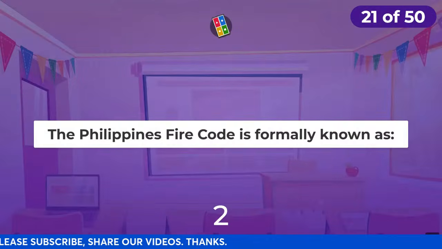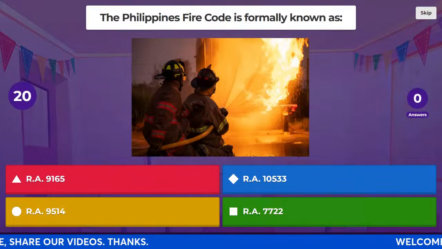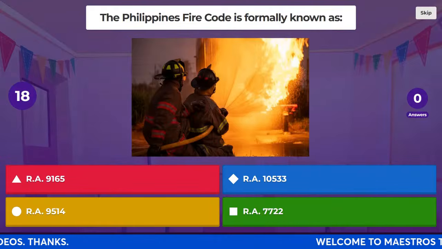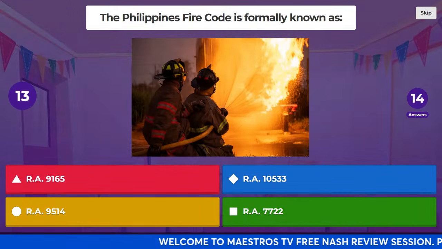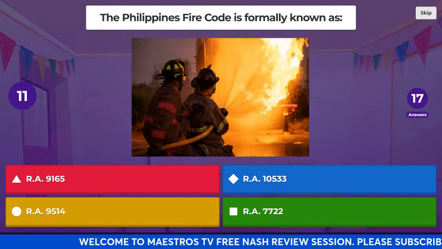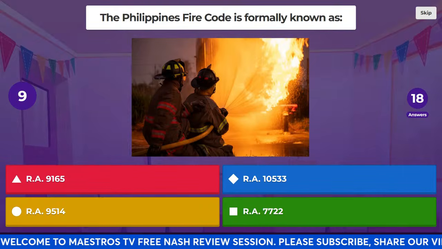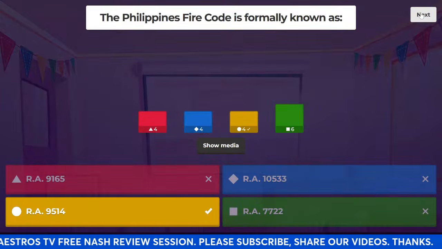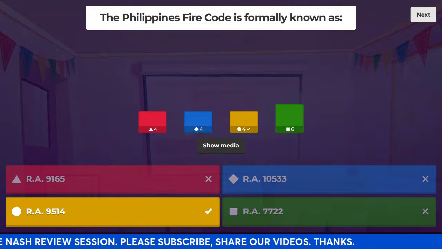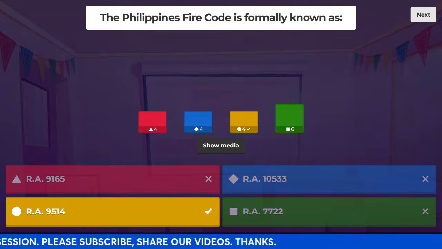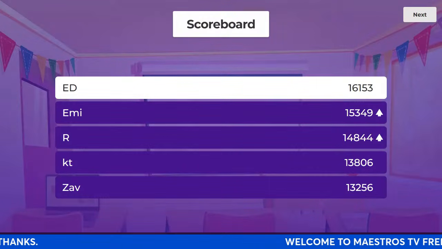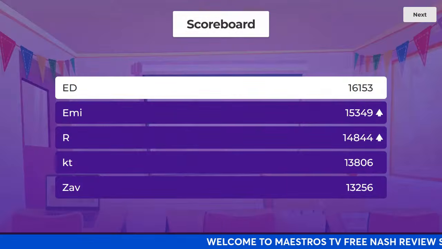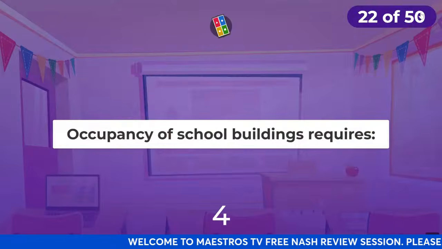Next, the Philippine Fire Code is formally known as yellow, RA 9514. Okay, Ed, Emmy, R, Katie, and Zav. Okay, maintaining the lead. Bumalik.